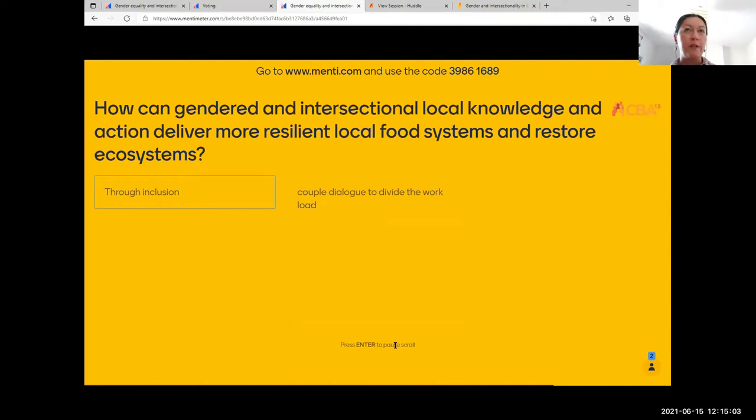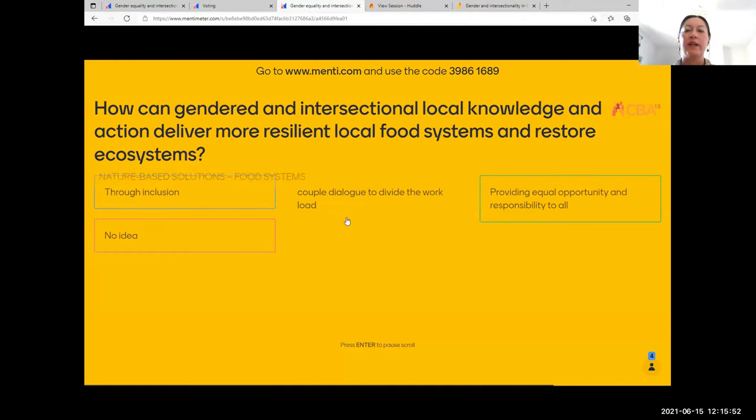And now we move to the nature-based solutions theme. The question is, how can gendered and intersectional local knowledge and action deliver more resilient local food systems and restore ecosystems? Someone answers through inclusion, couple dialogue to divide workload. This has been highlighted in the previous slide as well, the need to balance the different activities, the different reproductive and productive work. Providing equal opportunity and responsibility to all again highlights the need of providing equal opportunity and recognition to all. Someone says no idea, which is also a great answer.